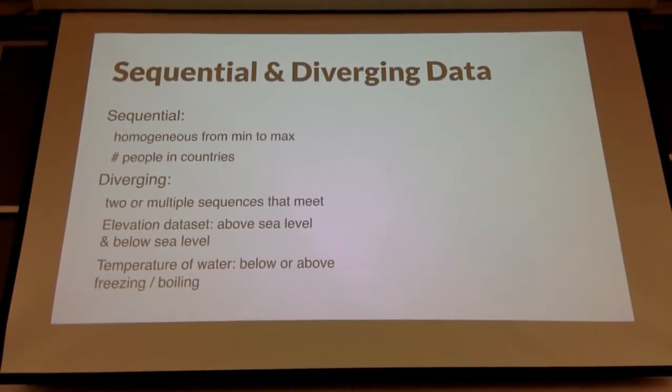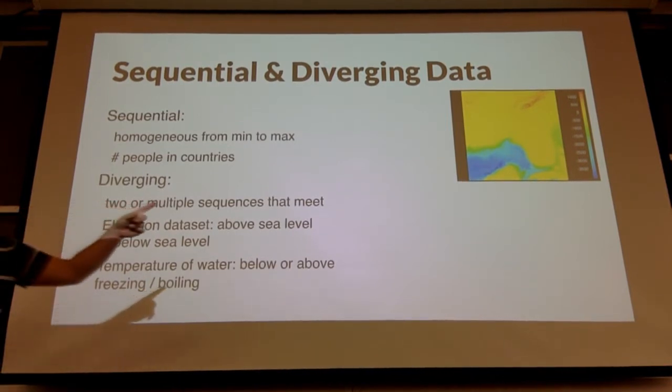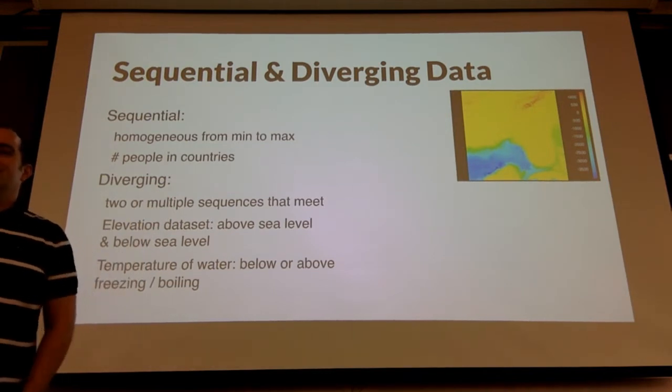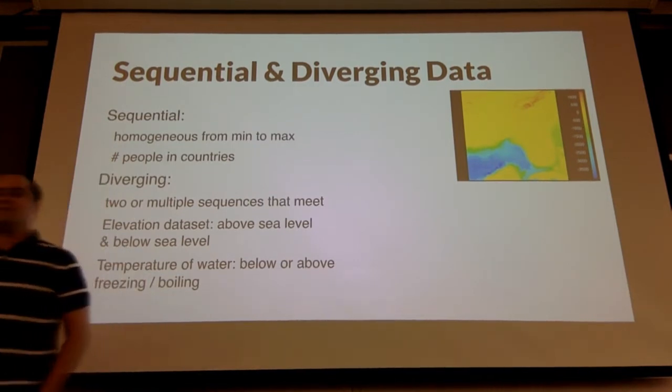So another interesting point is sequential and diverging data. Sequential data is homogeneous from the minimum to the maximum observed in a data set. And diverging, in contrast to that, is where we have two or multiple sequences that meet at some point, where I have a meaningful zero in between. What am I showing here in this image? Anybody want to guess? Elevation, yeah. And what region of the world am I showing?